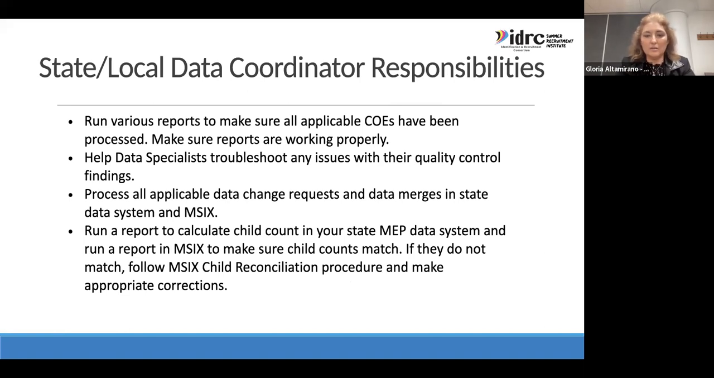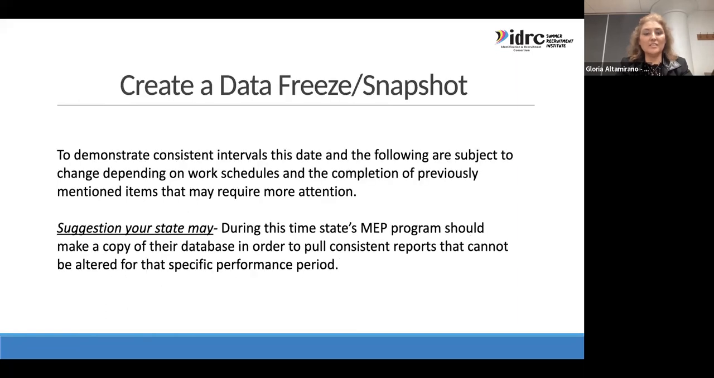The state and local data coordinator responsibilities. They're the ones who should be running the various reports to make sure that all applicable COEs have been processed, make sure that your reports are working properly, help the data specialist troubleshoot any issues, and process all applicable data change requests and merges in your state. Run the report to calculate the child count in your state MEP system, and run a report in M6 to make sure that those counts match. If they don't, then you want to go through that reconciliation procedure and make the appropriate corrections. Create a data freeze snapshot when M6 is doing it, because then you're going to be able to make sure that your data is consistent with what they have as well.